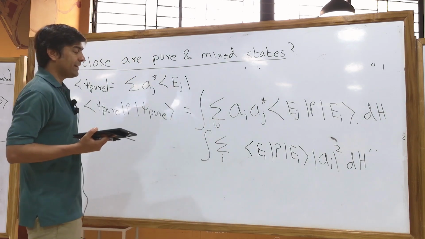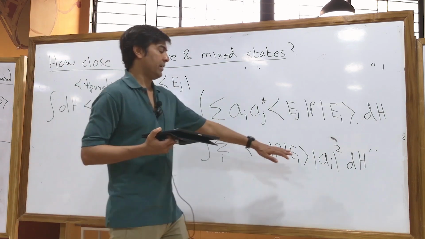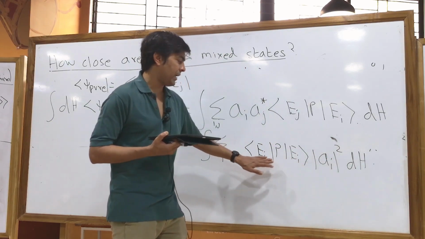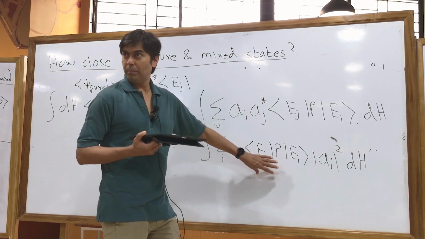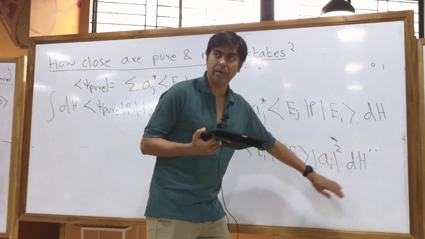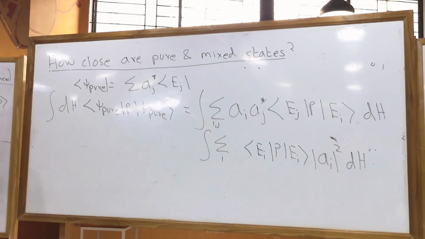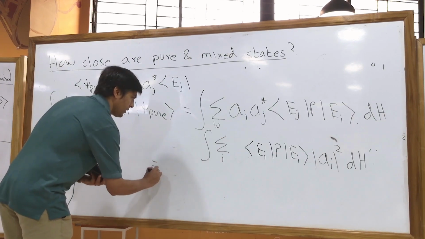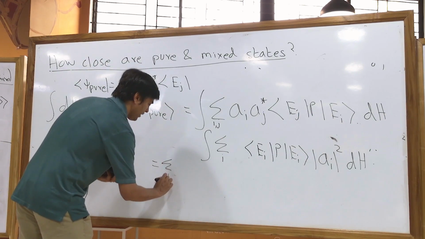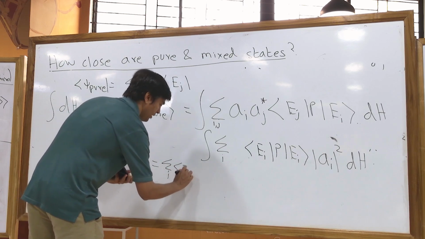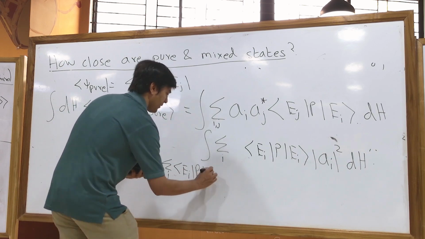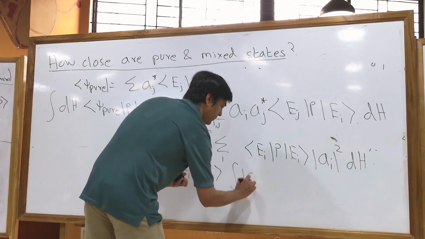In this expression, the only thing that the Haar measure knows about is a. It doesn't know about ei and p. Ei and p don't have anything to do with the Haar measure. The Haar measure only knows about a. Look, the Haar measure is written here. So you can write this as sum of i, ei p ei, into an integral.